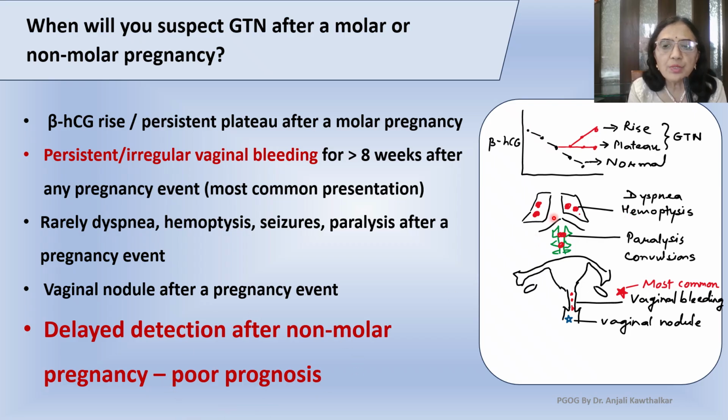So, dyspnea and hemoptysis will be due to lung metastasis, paralysis with spinal and convulsions with brain metastasis, or the patient can present most commonly with vaginal bleeding, and sometimes we can see only a vaginal nodule as the presentation of the patient. We should have a high level of suspicion. We should have a low threshold to consider GTN as a possibility whenever we get all these rare types of presentations also. Common is persistent irregular vaginal bleeding after any pregnancy event.